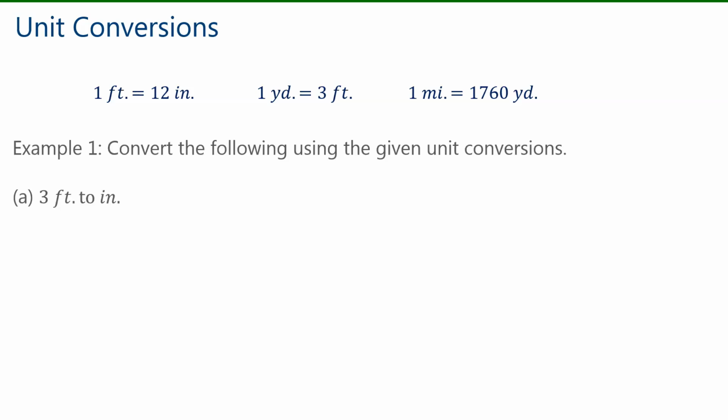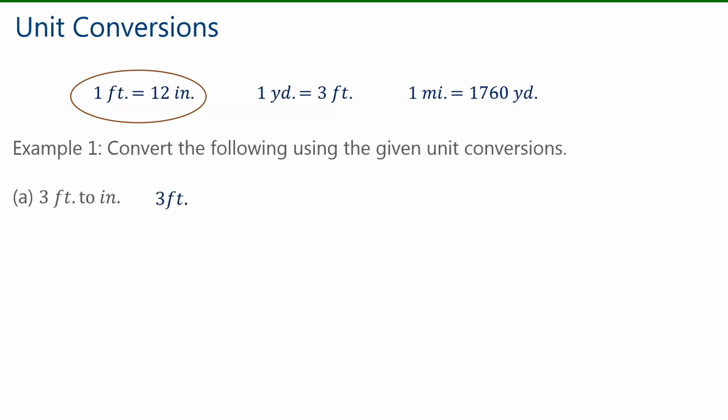So in example 1, we are asked to convert the following using the given unit conversions. So we have 3 feet, and we need to change that into inches. To do this, we're going to be multiplying by a fraction to ensure that we always get the right units. So which conversion are we going to use in A? Well, since we're going from feet to inches, we will use this relation. 1 foot is 12 inches.